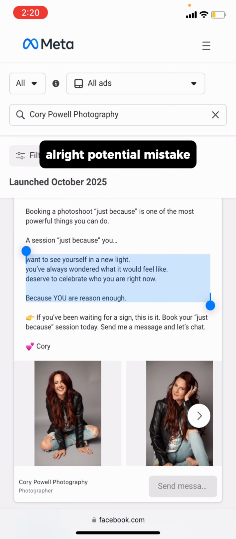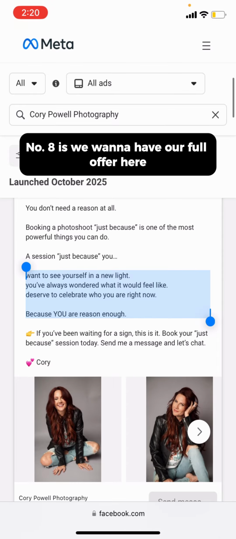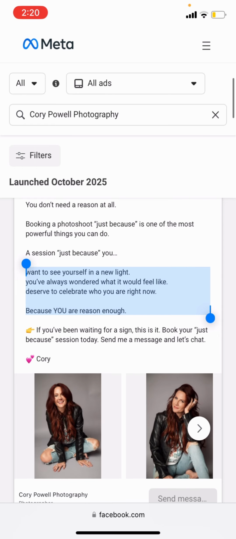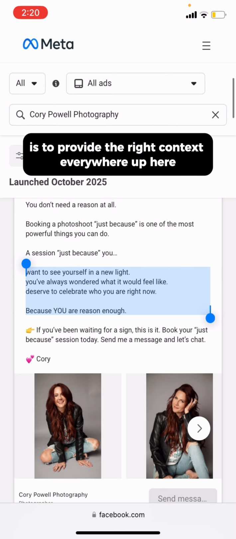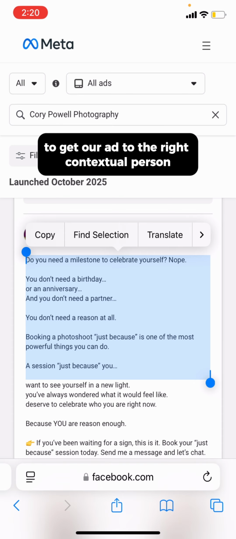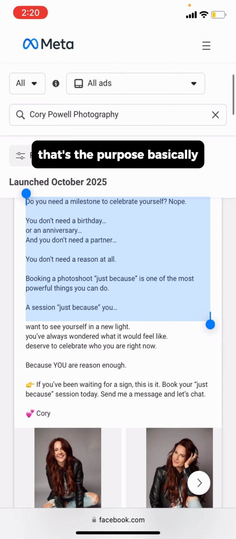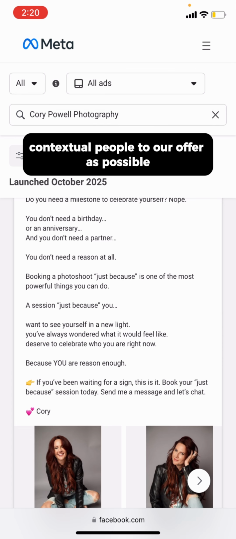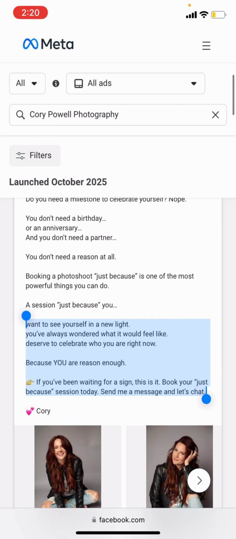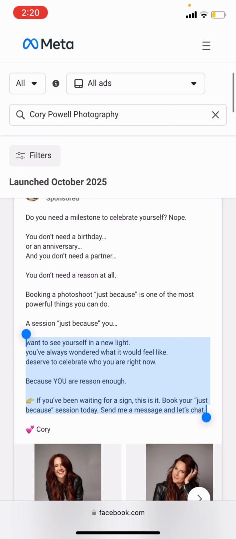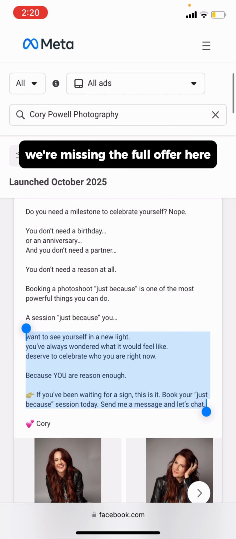All right, potential mistake number 8 is we want to have our full offer here. So the actual purpose of our ad is to provide the right context everywhere up here to get our ad to the right contextual person. That's the purpose. Basically expose as many of the right contextual people to our offer as possible. And let's see. All right, so yeah, we're missing the full offer here.